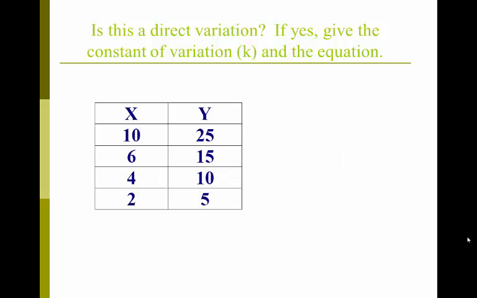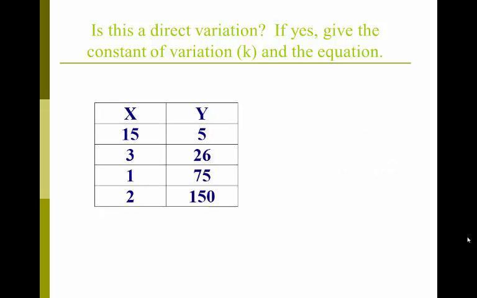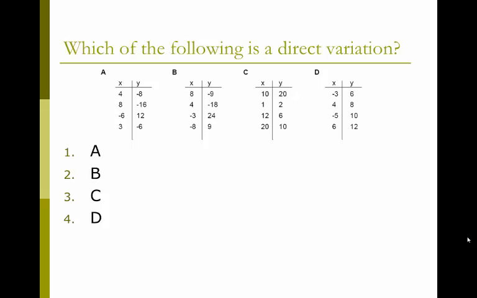What about in this instance? Yes, this is a direct variation. To find our k value, we again do that y divided by x, and we get 5/2. So our equation would be y equals 5/2 x. In this case, this would not be a direct variation. Each time you do that division of y divided by x, you end up with different k values. Therefore, this cannot be a direct variation.